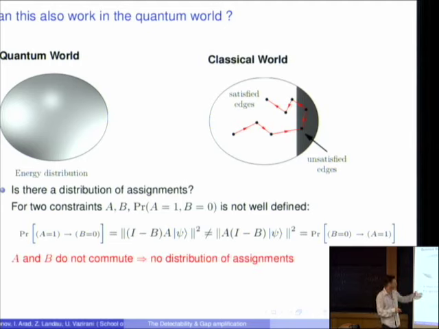So if A and B do not commute, we don't even have a distribution of assignments, and this is an important point because it is the key for the solution actually.